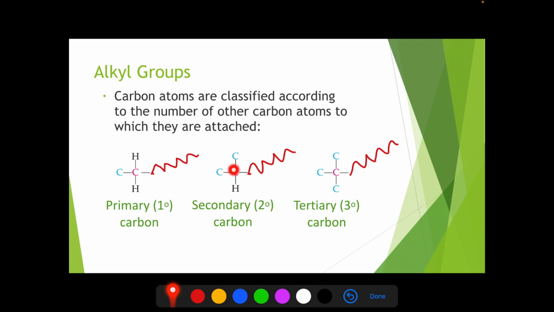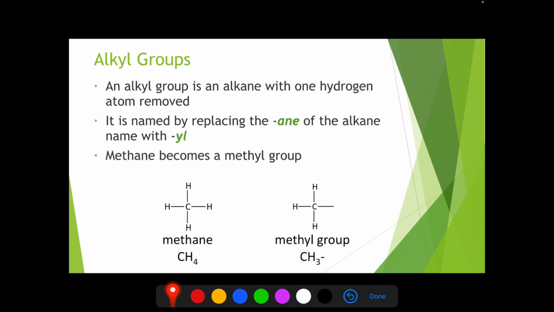This is a secondary carbon alkyl group because it's attached to two others, and this is tertiary because it's attached to three other carbons. Now that's not to say that there isn't something coming off of here or here as well. It's just to denote how many carbons those are attached to. So primary, secondary, and tertiary.